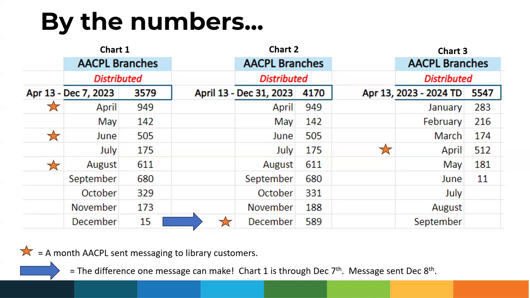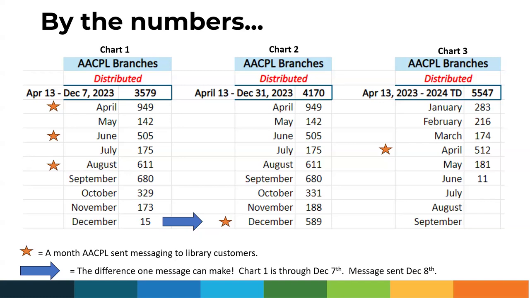You'll see that every time that we have a message sent out, we have at least 500 gun safety locks that have been picked up by residents. And a great example is down at the bottom on chart 1, where in December 2023, you'll see that there were 15 gun safety locks issued as of December 7th, in the month of December. A message from the library went out on the morning of December 8th. And then the health department also had that WellBe message that went out at the end of December, which resulted in 589 gun safety locks being issued for that 1 month.